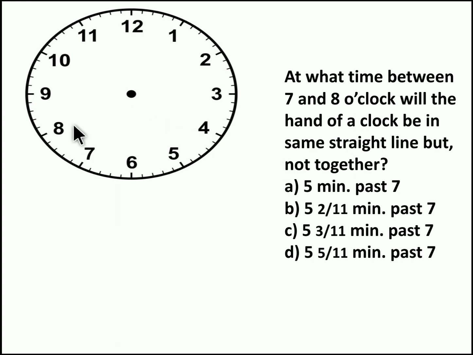See, the question is exactly at what time both the needles will be in same straight line but not together. Needles will make straight line in 2 cases. First one is 0 degree, that is needles coinciding, and second one is 180 degree. So here we need not consider this 0 degree because in the question itself they have clearly given both the needles should not be together. So we have to consider only 180 degree.